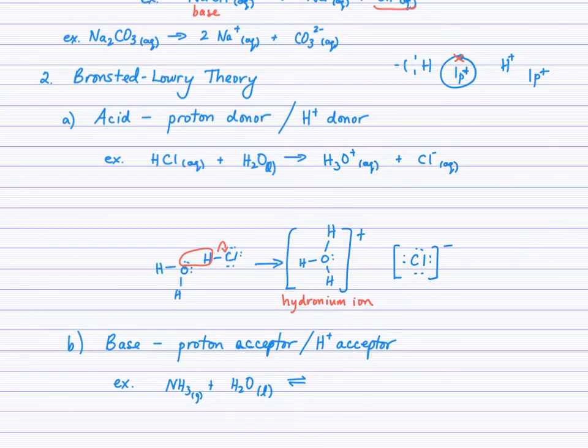So HCl behaved as a Bronsted-Lowry acid because it donated a proton. So if you compare the HCl to the particle that's left behind once it donates its H positive, you'll see that we've formed what's called the conjugate base of HCl. And so this is a conjugate pair.